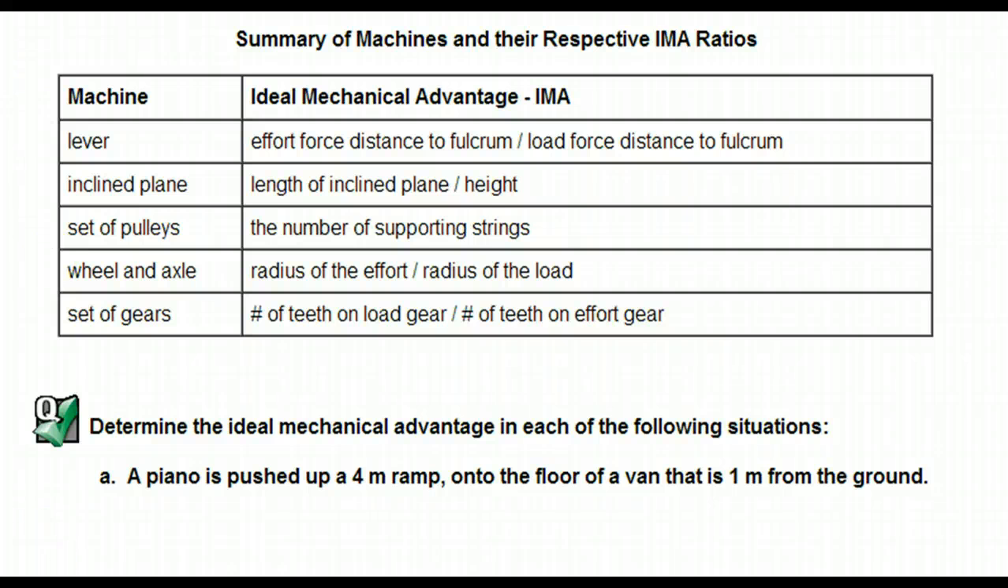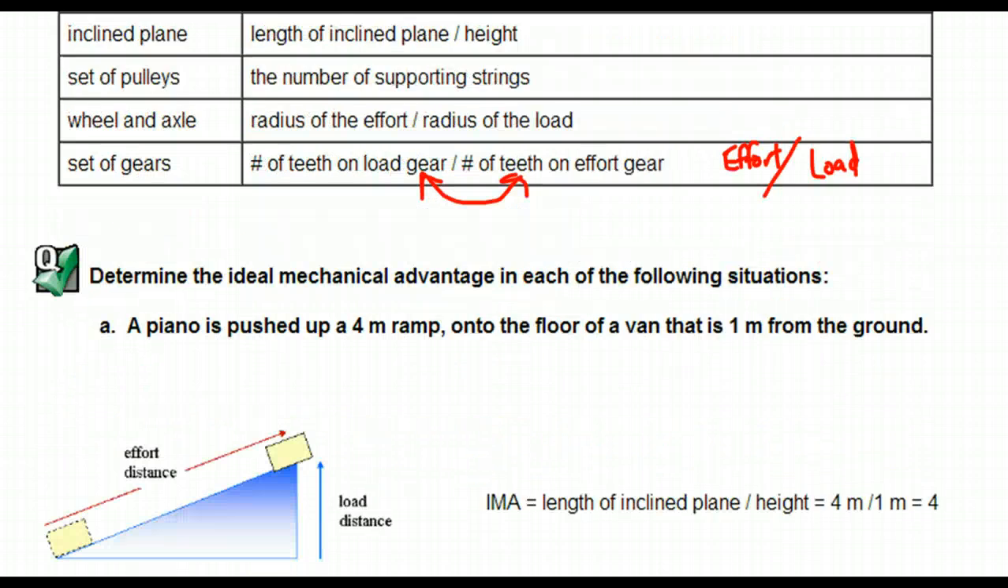Actually, I'm just realizing this is backwards. On the initial page, these two are reversed. It should be effort divided by load. So these guys are reversed. Easy way to remember, all of your efforts are first, divided by all your loads are second. Okay? So we're going to look at a quick example.